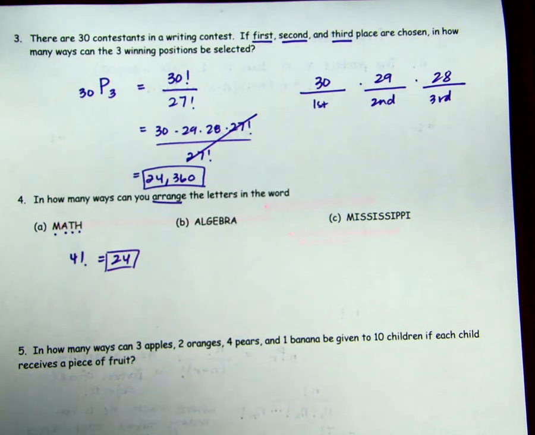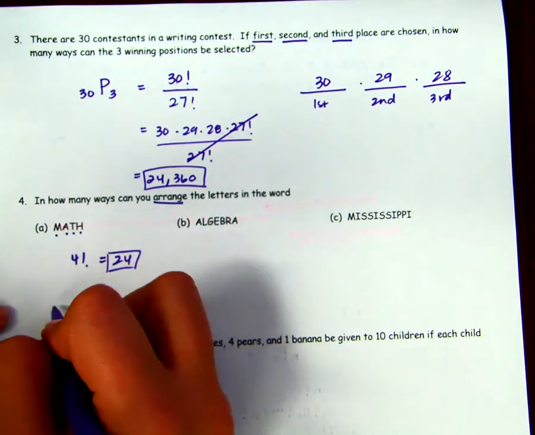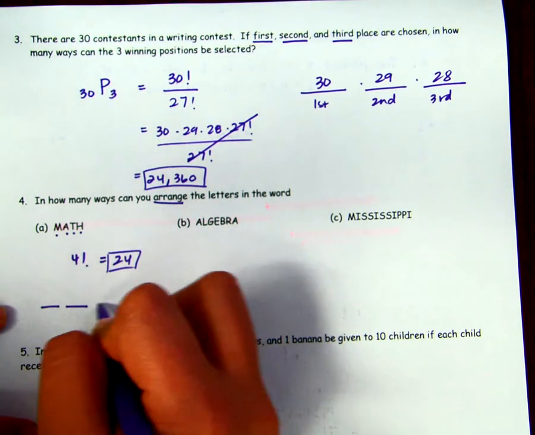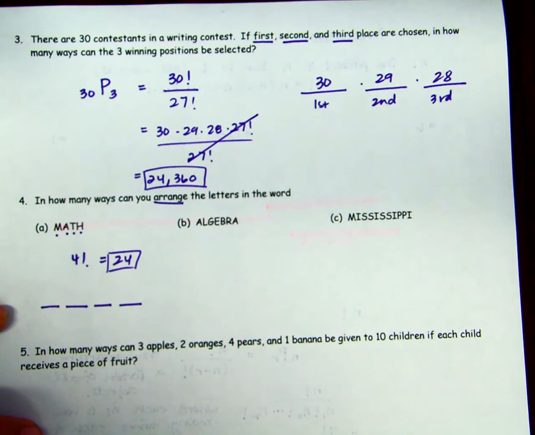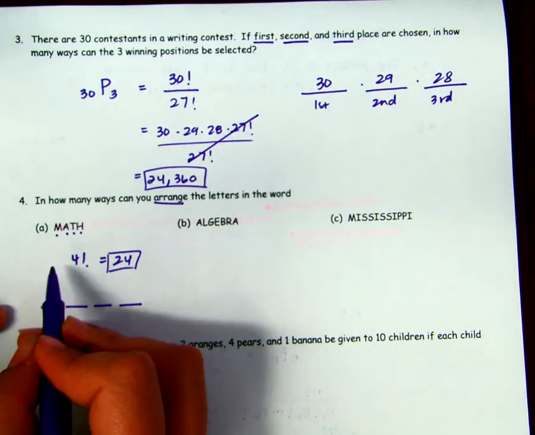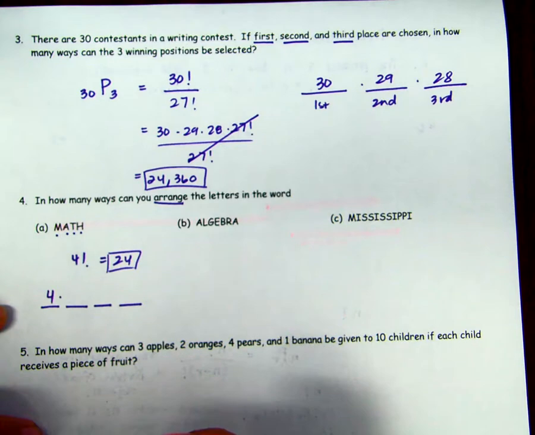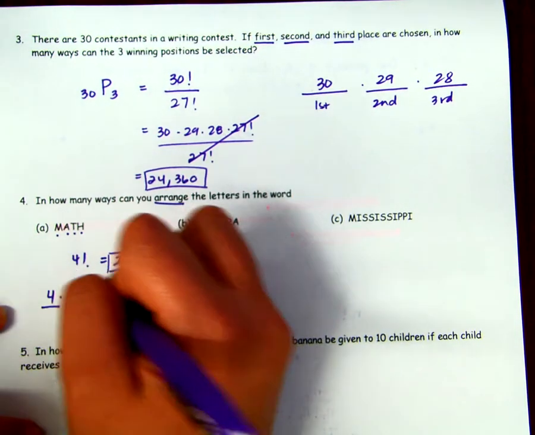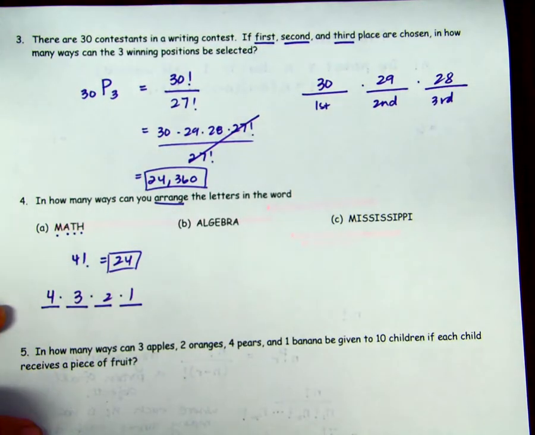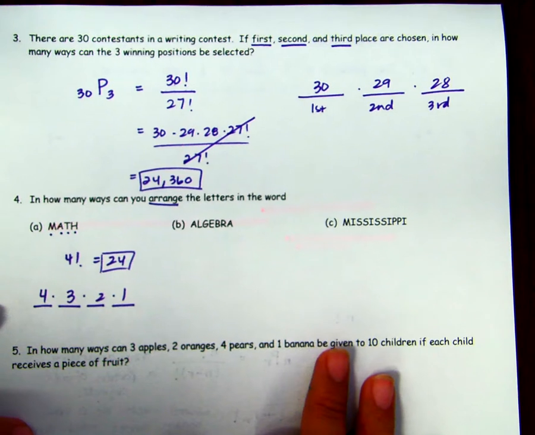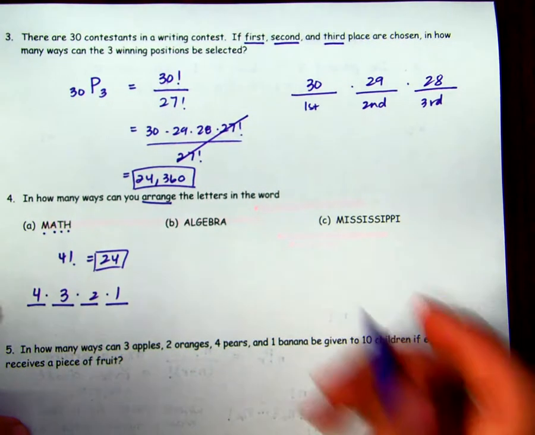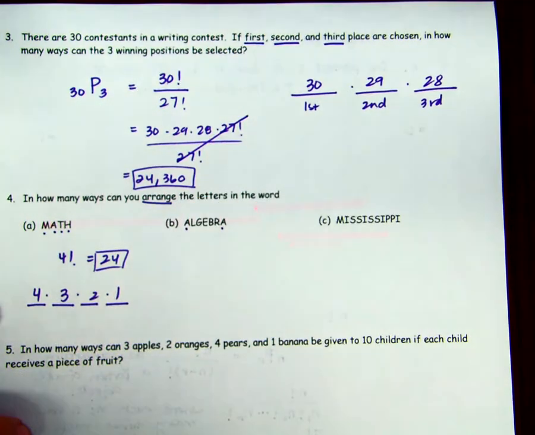I could think of this as having 4 slots, because if I'm going to use all the letters, then I have 1, 2, 3, 4. And then for the first letter, well, I have 4 options to choose from. Once I use a letter, then I'm going to have 3 options, and 2, then 1. Alright. The next one is a little bit trickier, because you have A's being repeated.